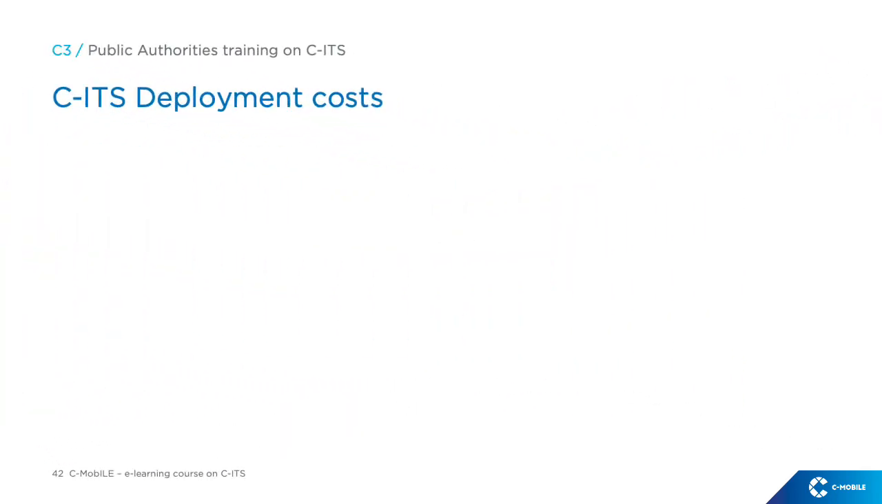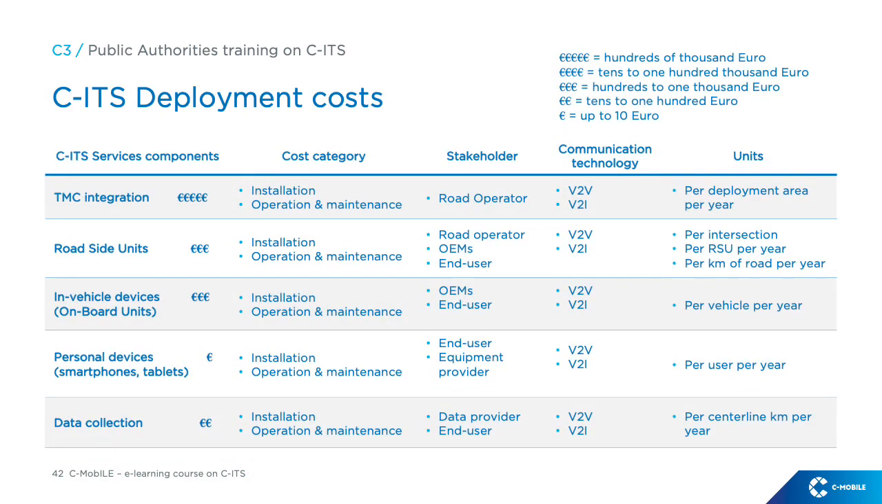CITS deployment is accompanied by certain cost categories. Being familiar with such aspects could help public authorities in the cost-effective and successful deployment of innovative CITS solutions. The various components necessary for CITS deployment relate to the installation, operation, and maintenance costs, and are associated to different stakeholder types, including the vehicle-to-vehicle and vehicle-to-infrastructure communication technologies, and the units of measurement.